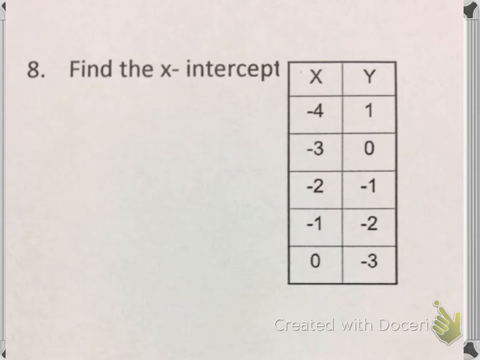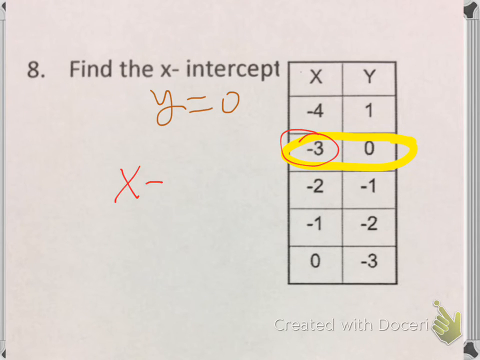All right, the next set says to find the x-intercept. Now, when we just did that last one and we found the y-intercept, we set x equal to 0. So when we're finding the x-intercept, we actually set y equal to 0. So what I want to do is look through my table of values and find the spot where my y is equal to 0, which happens to be right there. And then I'm just going to write my x value for my solution. So my x-intercept would be at x equals -3. So to find the x-intercept, you set y equal to 0. To find the y-intercept, you set x equal to 0.